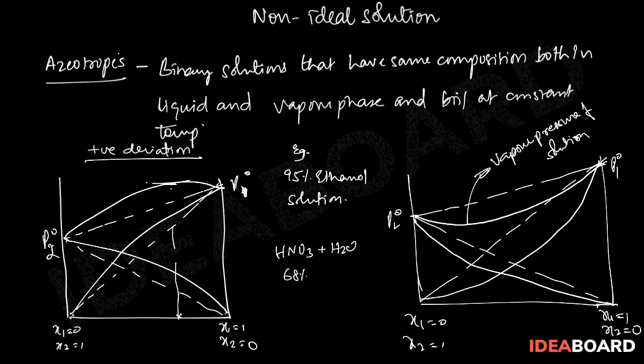68% HNO3 and 32% water forms a maximum boiling azeotrope. So basically the boiling point here increases from the boiling point of both of the species. Water generally boils at 373 Kelvin, but 68% nitric acid boils at 393 Kelvin. In this way there are many other examples of azeotropic mixtures. With this we conclude our discussion on azeotropic solutions.